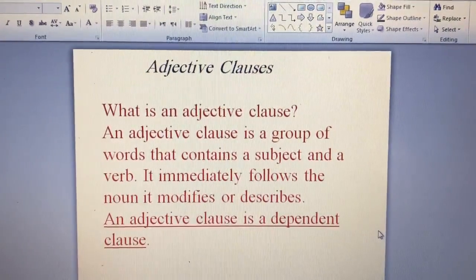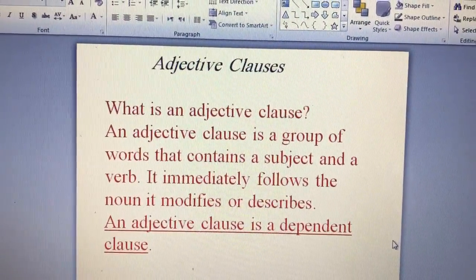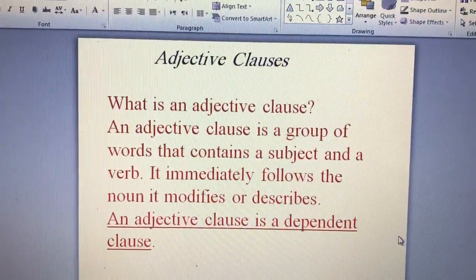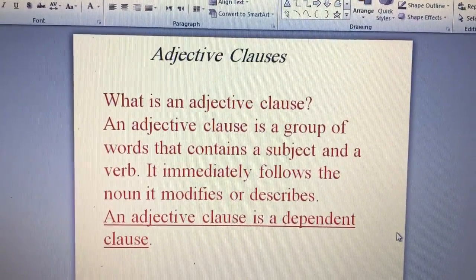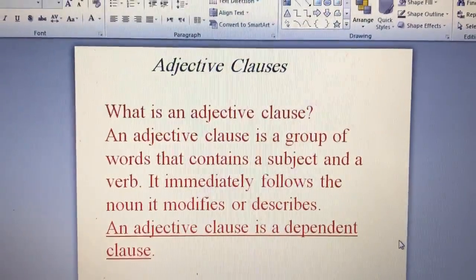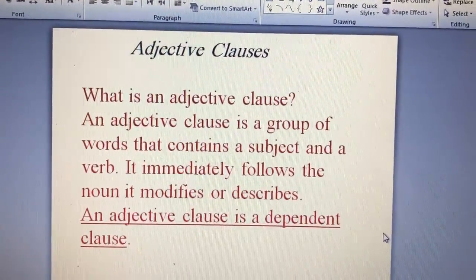Good morning, everyone. Last time we started with a grammar chapter entitled Adjective Clauses. Today I will continue this lesson by focusing on one of the relative pronouns used at the beginning of an adjective clause, which is called whom.